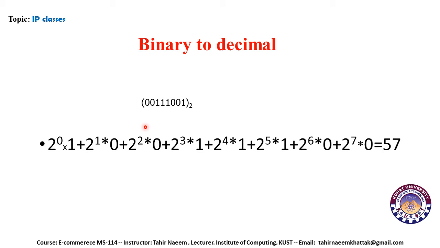So here we will first start from the 1 and multiply it with 2 raised to power 0, and then we will take 0 and multiply it with 2 raised to power 1. Then we will take 0 and multiply it with 2 raised to power 3. Then we will take 1 and multiply it with 2 raised to power 4, and then this one 2 raised to power 5, this one 2 raised to power 6, and this 0, 0. This is the method of converting binary into a decimal number.